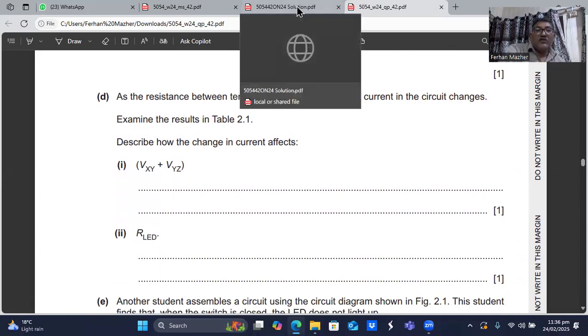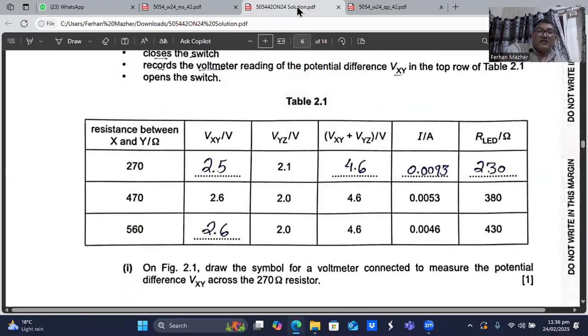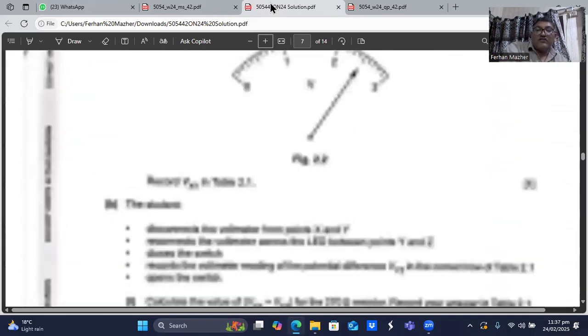Okay, so if you look at that table, the current is basically decreasing. So when the current is decreasing, the total voltage drop is not changing. Their question is the effect on the total voltage drop. So that is not affected. So let me find the answer written here.